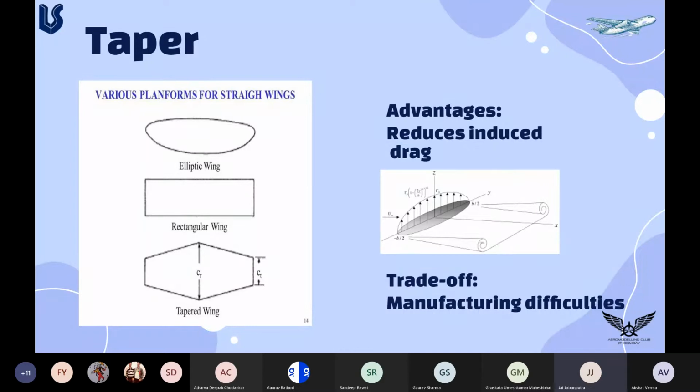If you have a look at them, even the icon in the top right of the slide, you can see there's a slight taper to that image also. Even that much taper gives you 0.9 of Oswald's coefficient. That's a pretty decent number. Elliptical gives you 1. I mean, it's a trade-off. You don't need to go that much towards efficiency.